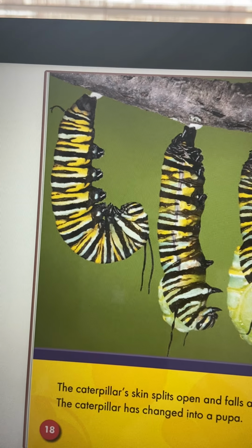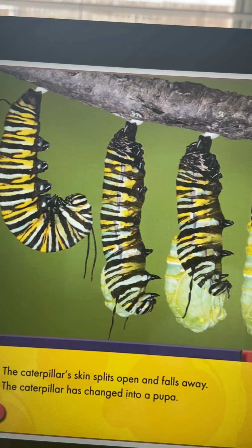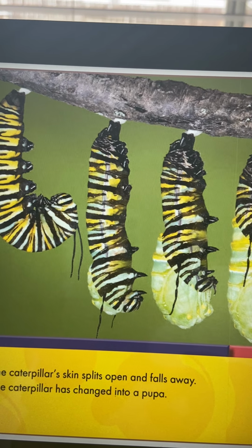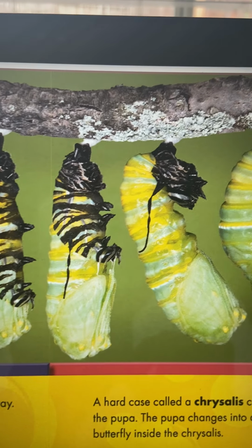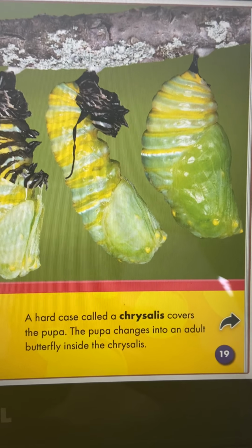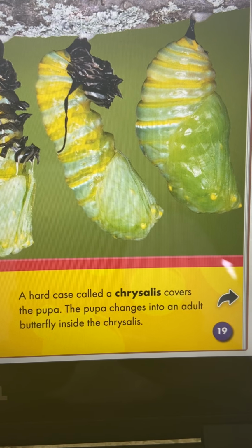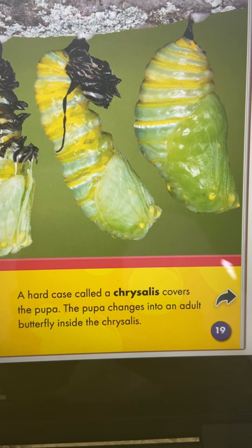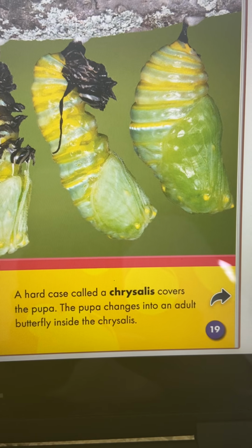So first it's hanging like that, okay? And then its skin starts to kind of molt. And eventually it'll look like that. And then the skin will fall away. A hard case called a chrysalis covers the pupa. The pupa changes into an adult butterfly inside the chrysalis.